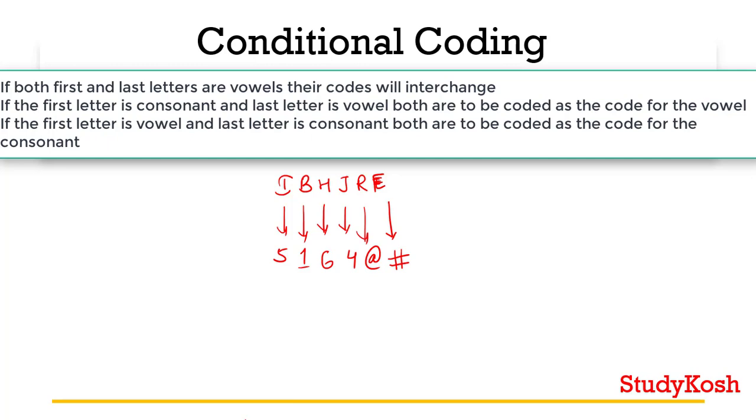So the condition is: if both first and last letters are vowels. Yes, they are vowels, because here the first letter is I and the last letter is E. They are vowels, so the condition is their codes are to be interchanged. So we need to interchange their codes. So for interchanging, we'll get hash here, 1 here as it is, 6 here, 4 here, @ 5. So this would be the answer. So this is how you can decode the conditional coding.